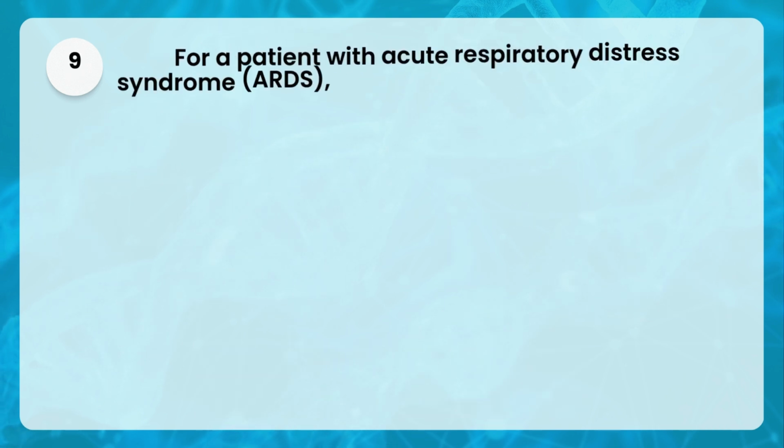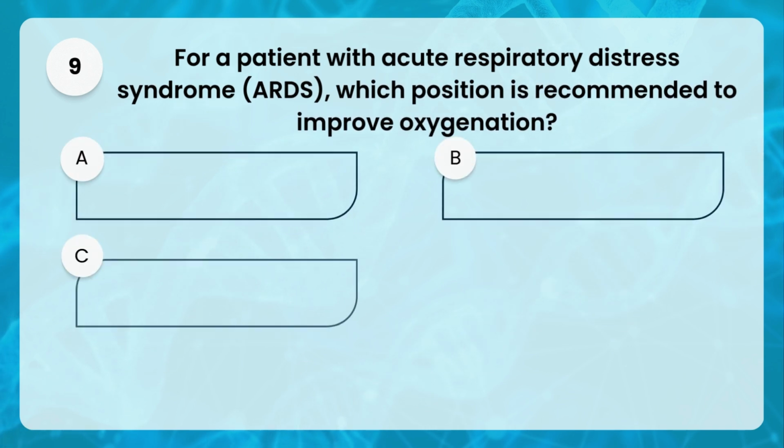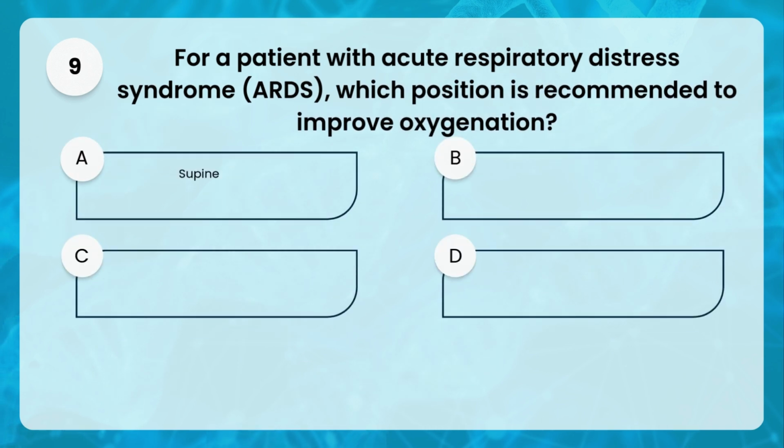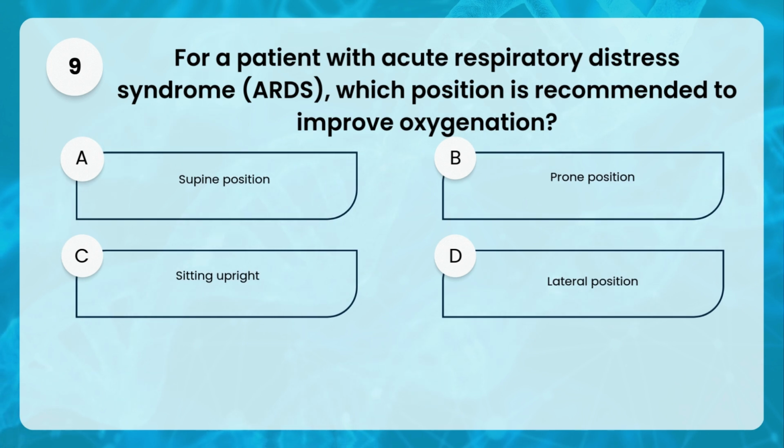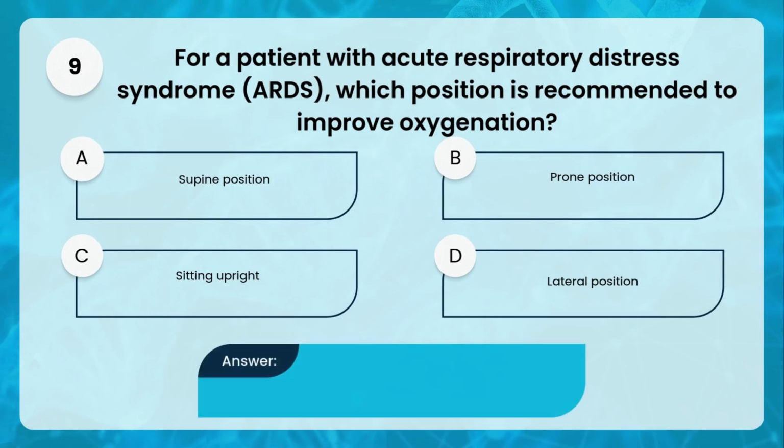Number 9. For a patient with acute respiratory distress syndrome, ARDS, which position is recommended to improve oxygenation? A. Supine position. B. Prone position. C. Sitting upright. Or D. Lateral position. The answer is B. Prone position.